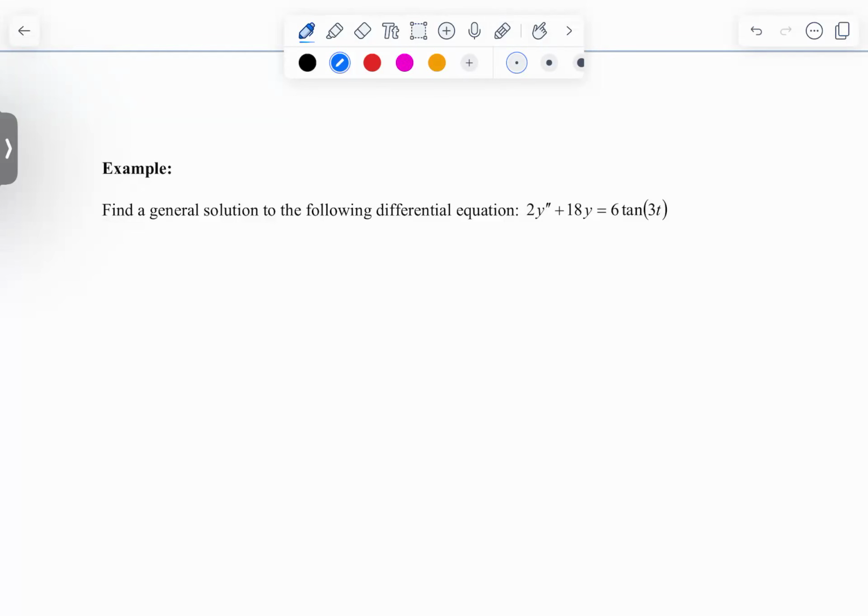I point that out because does it say which technique to use? Good news. How many do we have? Two techniques. Undetermined coefficients, variation of parameters.